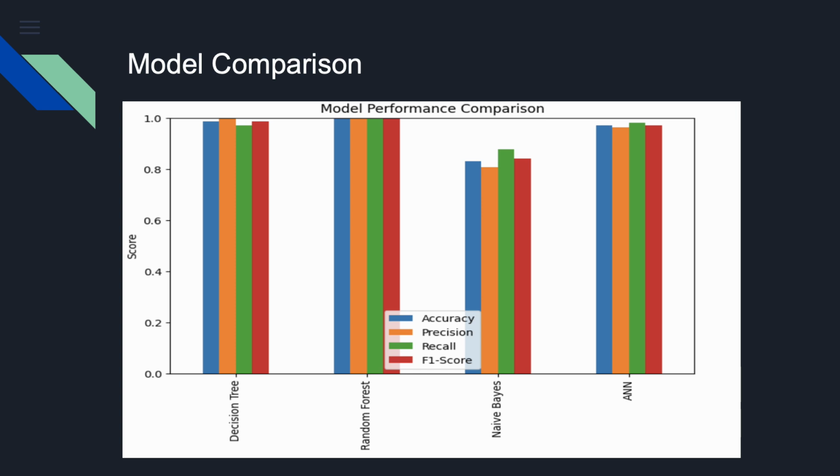Model comparison. This chart compares the overall performance of all four models across accuracy, precision, recall, and F1 score. Random forest consistently achieved perfect scores in every metric, making it the best performer. The artificial neural network also delivered very strong results, close to random forest. Decision tree performed well but was slightly less stable, while naive Bayes had the lowest scores among all. Overall, the random forest proved to be the most reliable model.